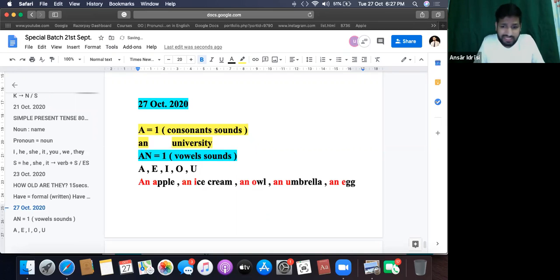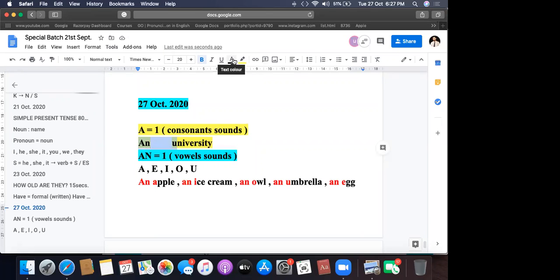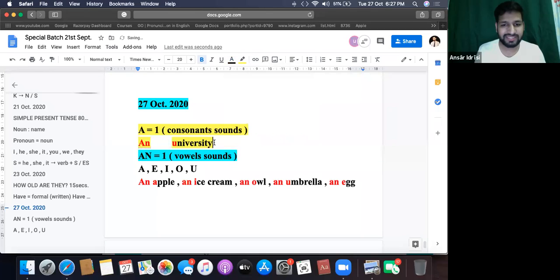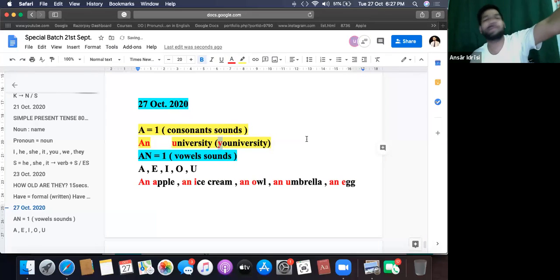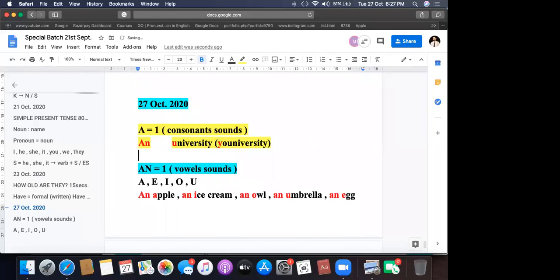Simple, he said, university is starting with the letter U. And he was absolutely wrong. Why? Because the sound coming is a consonant sound. "University", and what is that? Consonant sound. A university, not an university. If you put "an university", then your children will be laughing at you. They will say my father knows nothing. Why? Because of such mistakes.